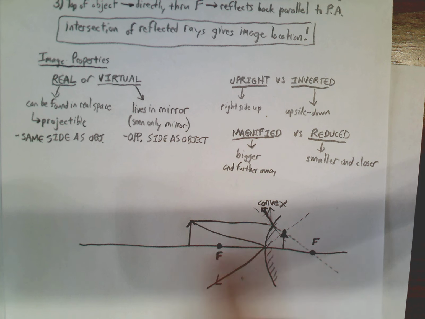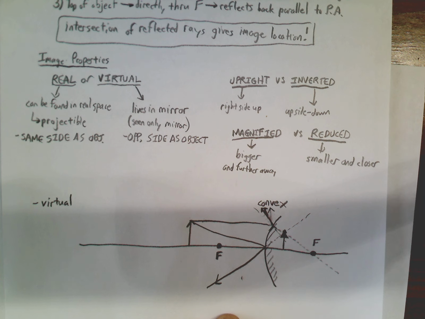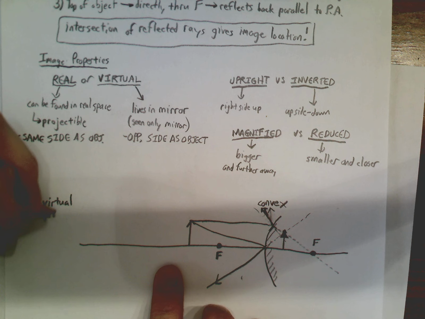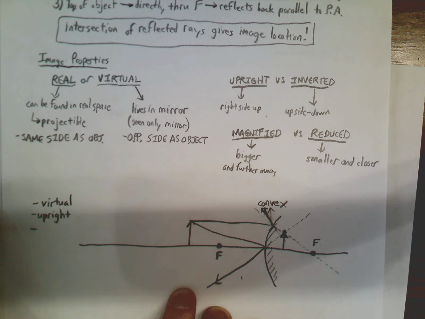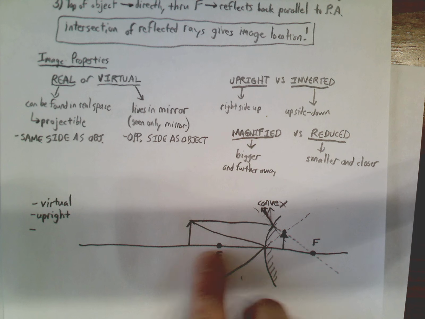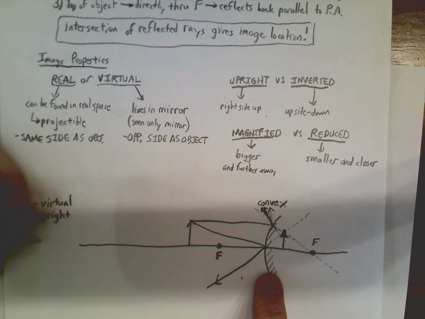Real or virtual? Our object was on the left, our image formed on the right of the mirror. So that tells us that this is virtual. Upright or inverted? Our original object points up, our image points up. So this is upright. And is it magnified or reduced? Our original object was further away, outside the focal point relative to our mirror. It's also taller than our image. So this hints that we are reduced.